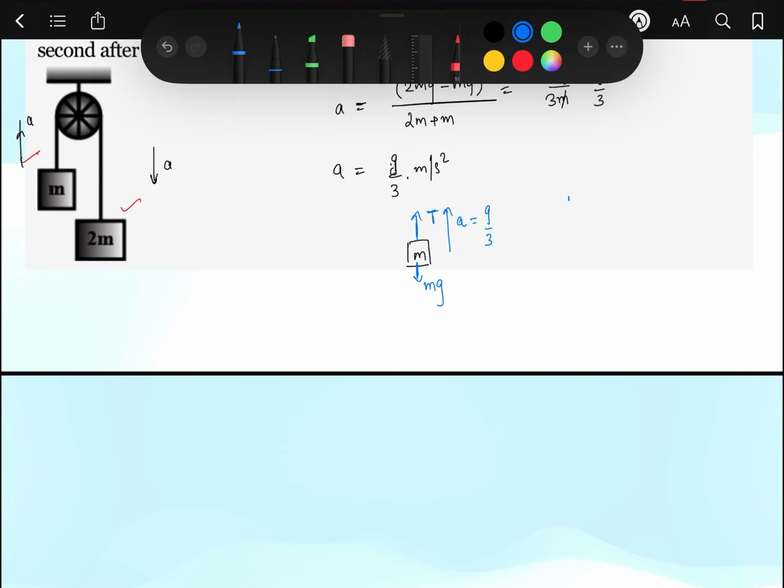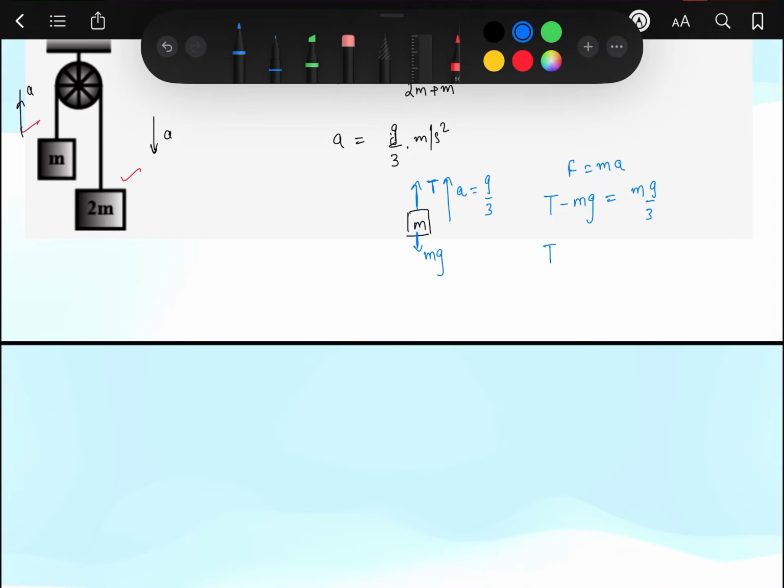Now I have to write the equation of motion for this block. So F net will be equal to mass into acceleration. Since it is moving in the upward direction, I will write the equation of motion T minus mg is equal to m into acceleration, and acceleration is g by 3. So from here I can easily find the value of tension, that is mg plus mg by 3, that means 4 mg by 3.